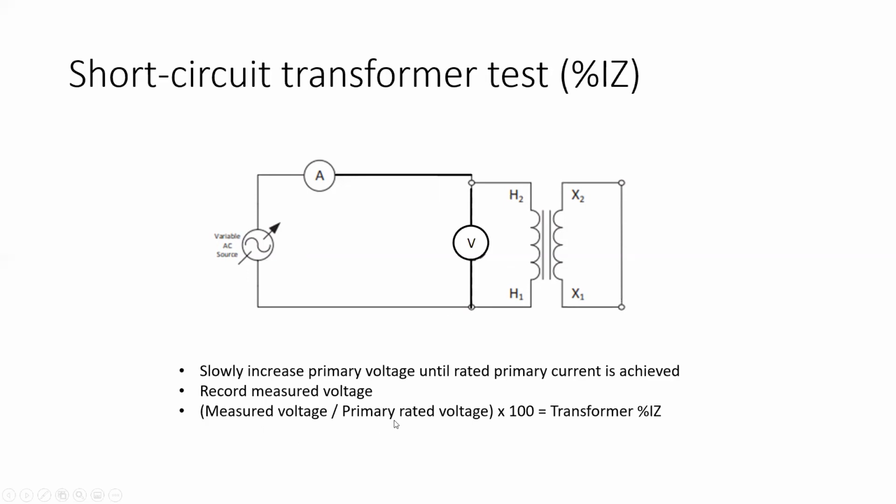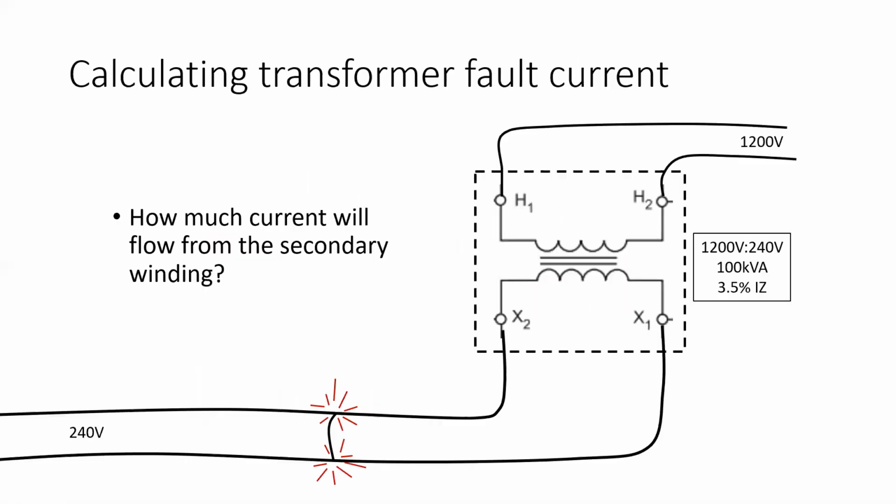So the measured voltage divided by the primary rated voltage of that particular transformer times 100 would give us the transformer's percent IZ. Now this will typically be on the transformer nameplate, but importantly, its use. What do we use it for? Well, we use it to calculate how many amps will be flowing in the secondary if there is what's called a bolted fault. If there is a bolted short circuit fault, that's the absolute worst case scenario possible.